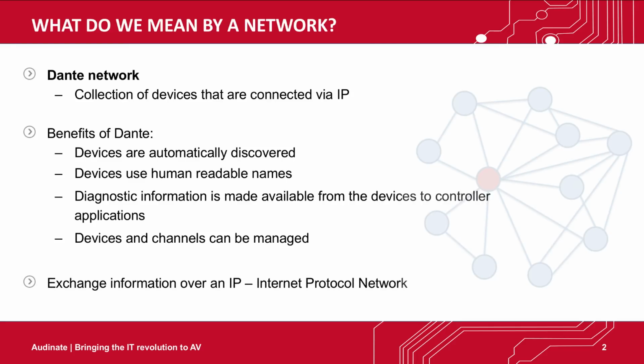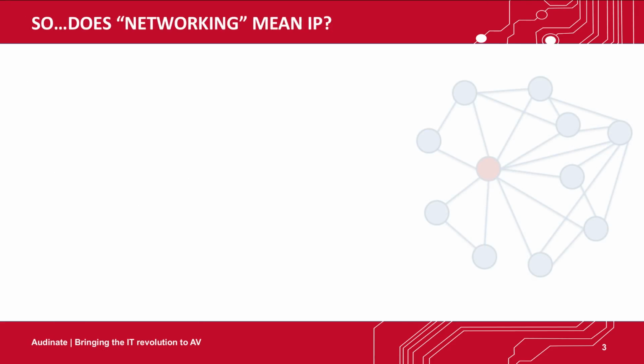Dante devices exchange information over an IP, or Internet Protocol, network. At this point, in all other areas of life, the term network has become synonymous with IP network. The biggest single network in the world is the public Internet. Unsurprisingly, this too uses IP. So, does networking mean IP? It's true to say that IP networks are the most common types of network in the world today. But this wasn't always the case. This brings us to ask the question why? Why has IP become the dominant networking technology?